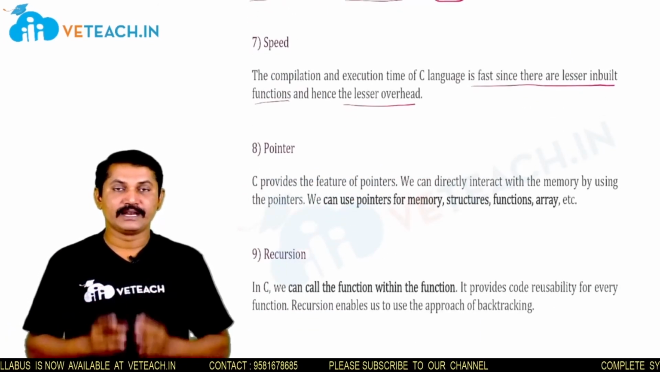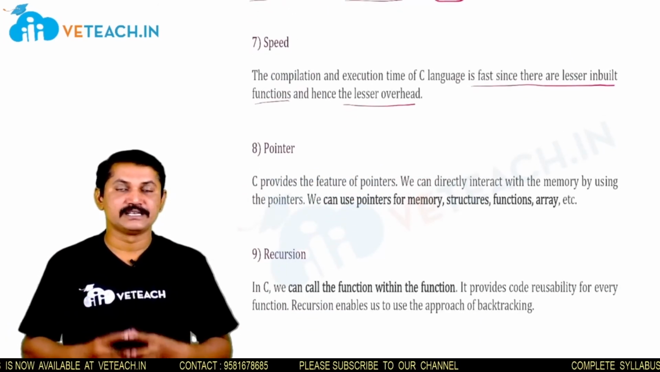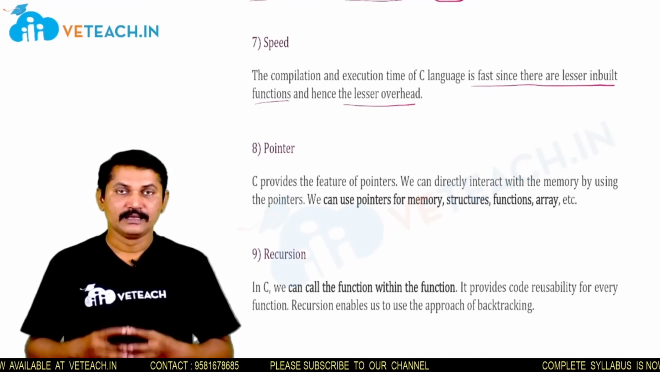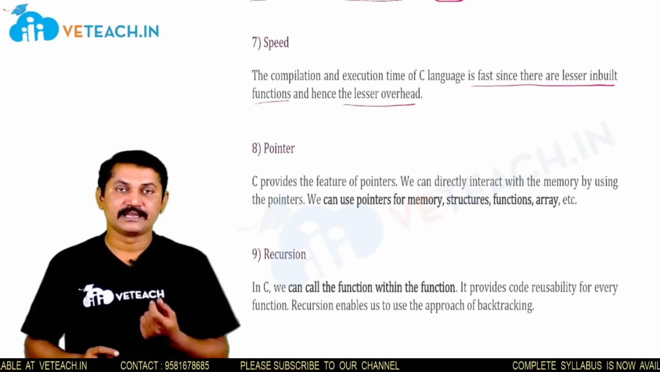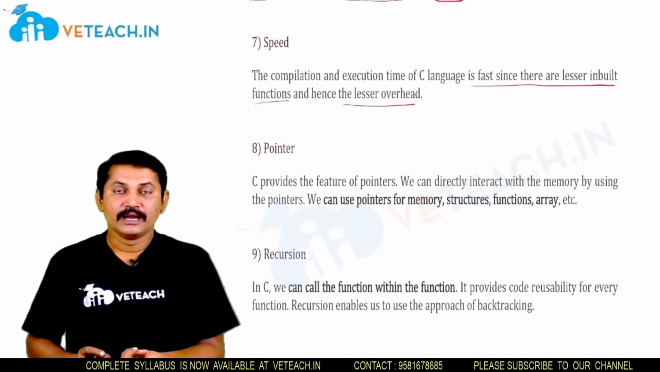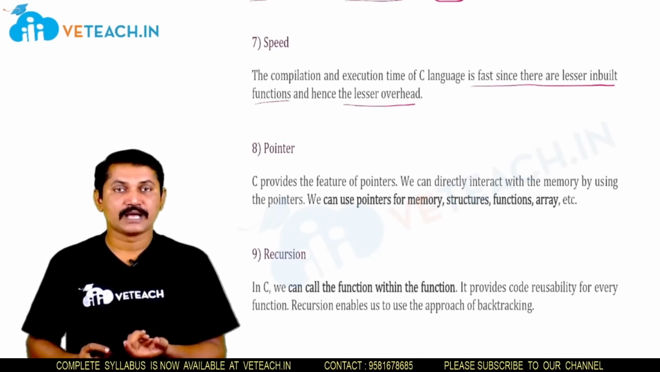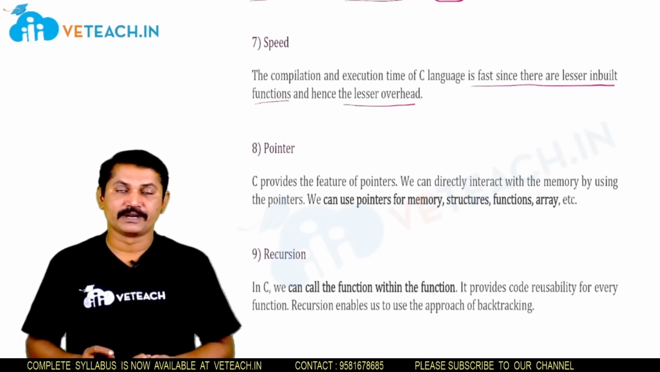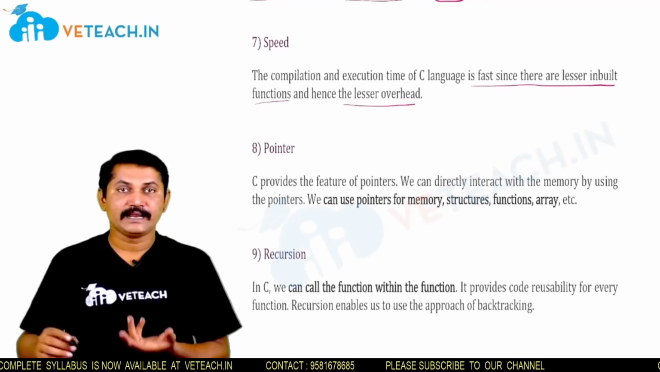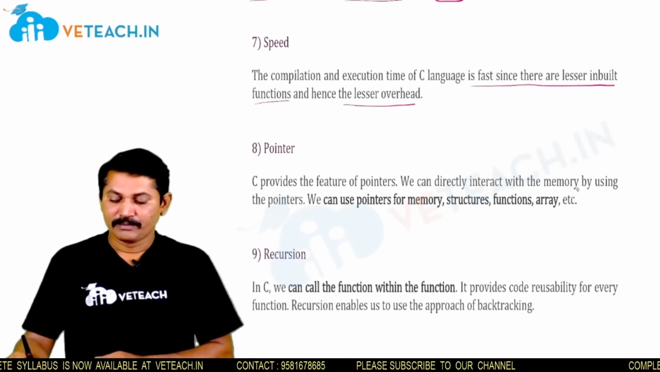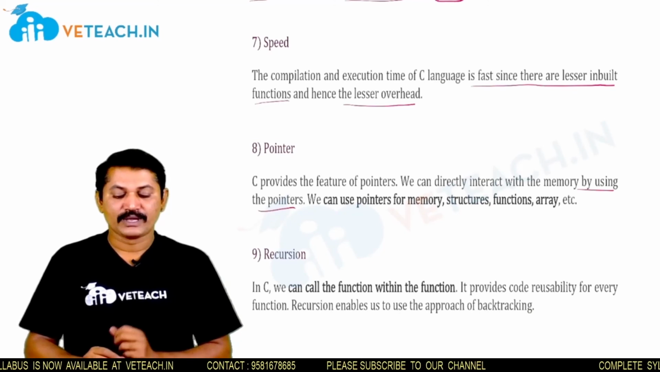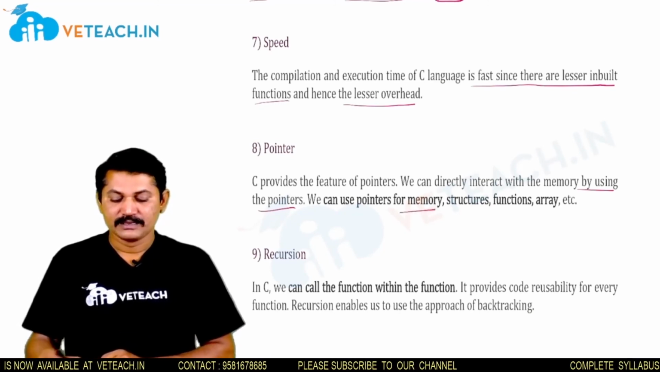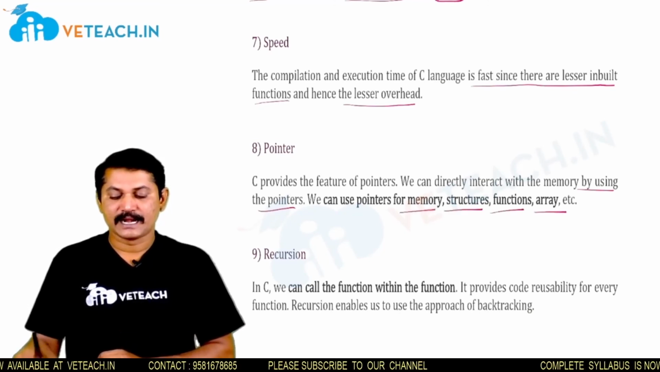Next, a very appreciable feature of C language is that it provides pointers. A pointer points directly to an address location in memory. That means we can directly interact with the memory by using pointers. We can use pointers for memory, structures, functions and arrays.